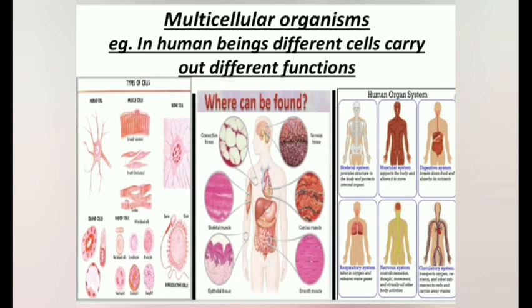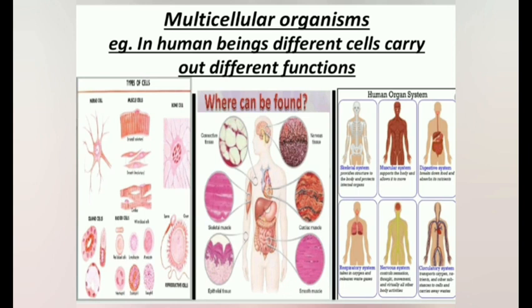What about multicellular organisms like human beings, animals, and plants? In multicellular organisms, cells are specialized to carry out different functions. As you can see in this figure, there are different cells of human beings. The first figure shows the types of cells, that is the nerve cell, another one showing muscle cell, the bone cell, then the reproductive cells, the gland cells, the RBCs, etc.